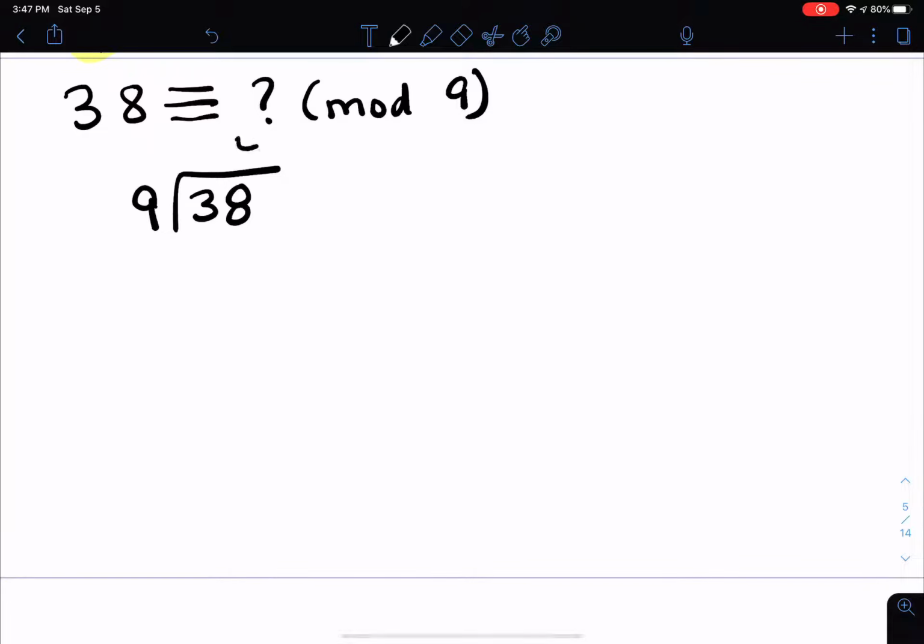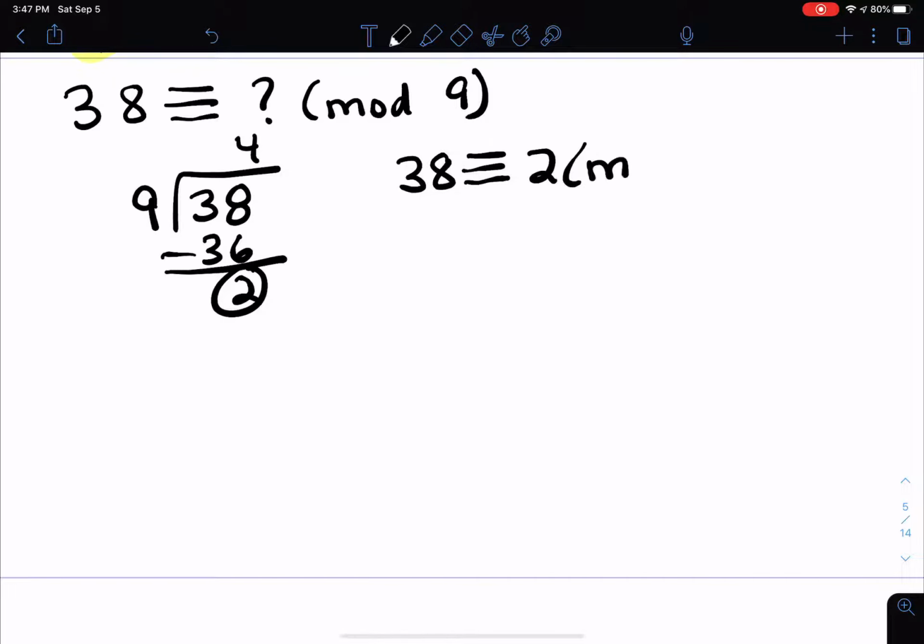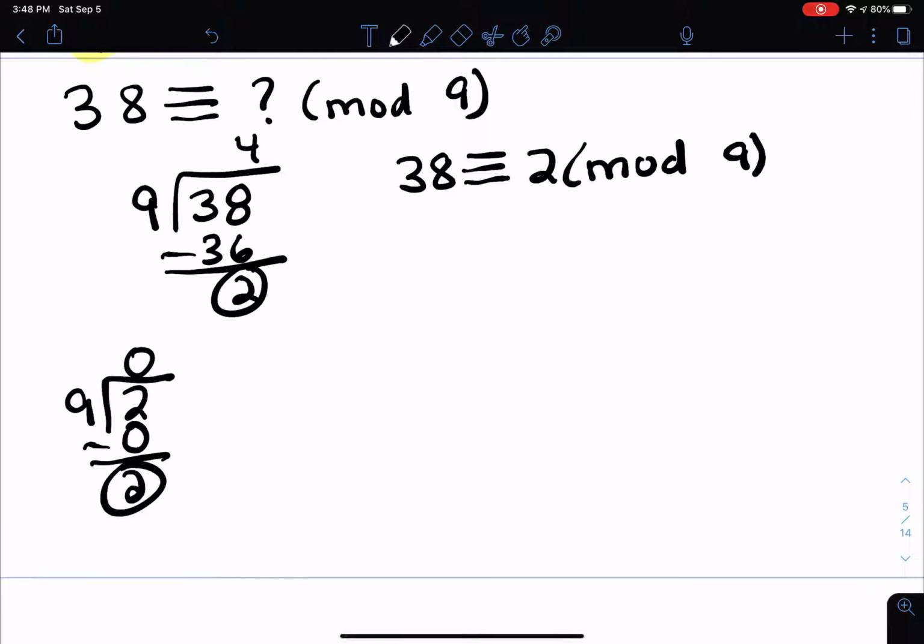So 9 times 4 is 36, and you get a 2. So you can very correctly say that 38 is congruent to 2 mod 9. I know that sounds weird, but if you divide 2 by 9, you also get a remainder of 2. So the remainder would be its own remainder if you divide by 9. So that's a perfectly legal example.